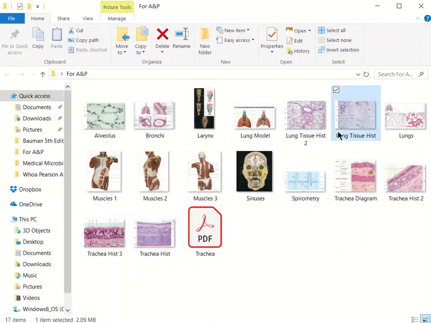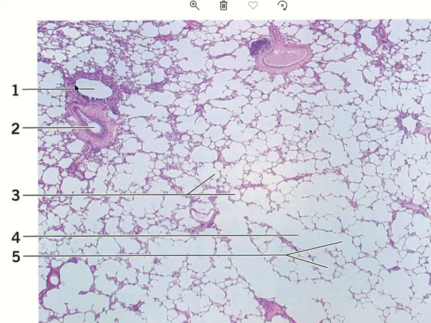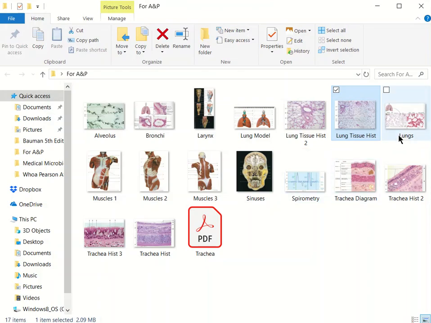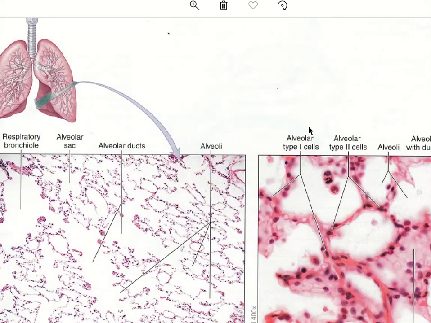Okay. So here's another close-up. Oh, nope, this is a little bit farther away. So this is your bronchiole here. There's your arterial blood vessel. Here's some alveoli.